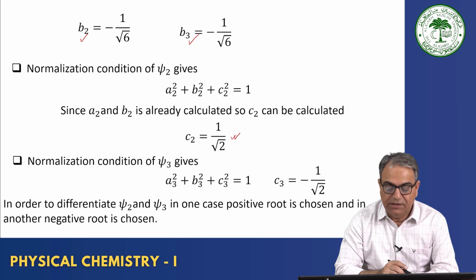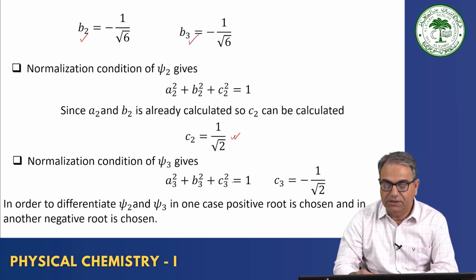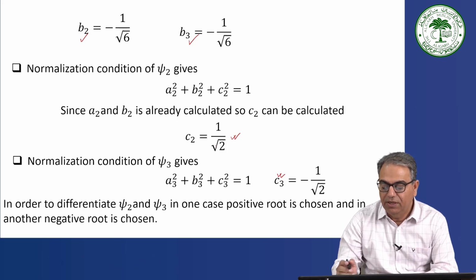In case of the normalization condition of psi 3, you get a similar equation, a3 square plus b3 square plus c3 square is equal to 1, and from here we calculate c3, which is minus 1 by root 2. You will find plus minus 1 by root 2 here also. Just in order to differentiate between the two wave functions, in one case I have taken a positive root, in another case I have taken a negative root. That's what I have written, so that you don't have any issue.